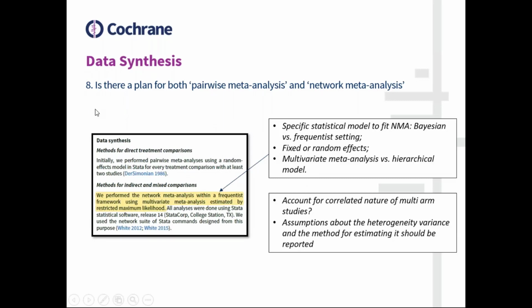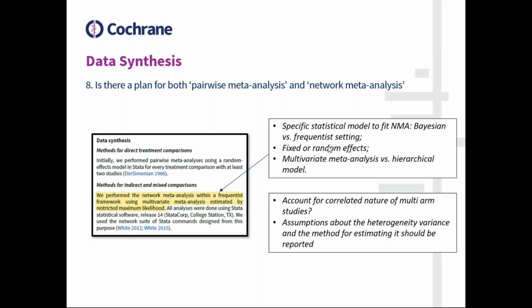So for data synthesis, is there a plan for both pairwise meta-analysis and network meta-analysis? This section can often be quite long, so it is really useful to have subheadings in this section as well. So here you can see in the example, it says methods for direct treatment comparisons, and then what they did for pairwise meta-analysis, and then methods for indirect and mixed comparisons. Mixed comparisons is another name for network meta-analysis. So you can see here we perform the network meta-analysis with a frequentist framework using multivariate meta-analysis estimated by restricted maximum likelihood.